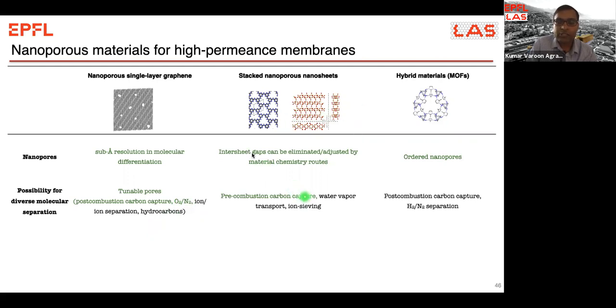With the stacked nanosheets, one of the fields that we are now looking at is water vapor transport, harvesting water from the atmosphere by using the extremely high affinity of these nanosheets for water vapor. And finally, with the MOFs, we are looking at also post-combustion carbon capture and hydrogen-nitrogen separation.